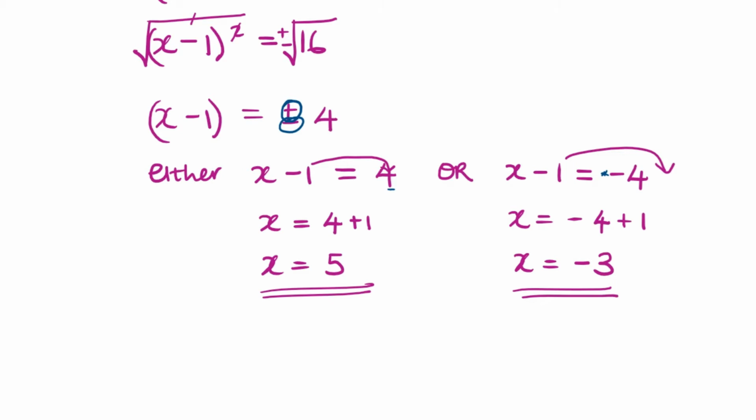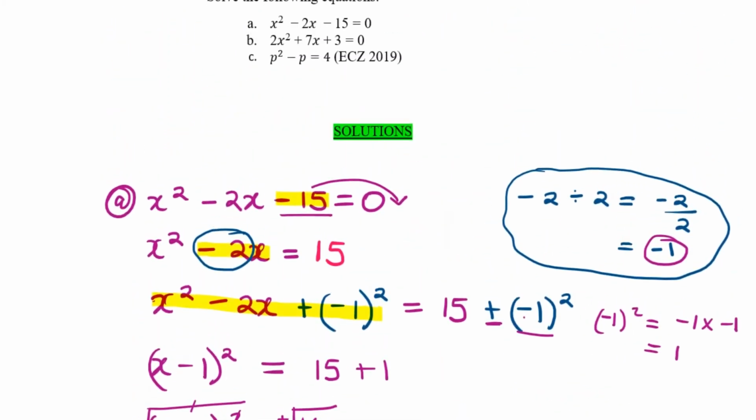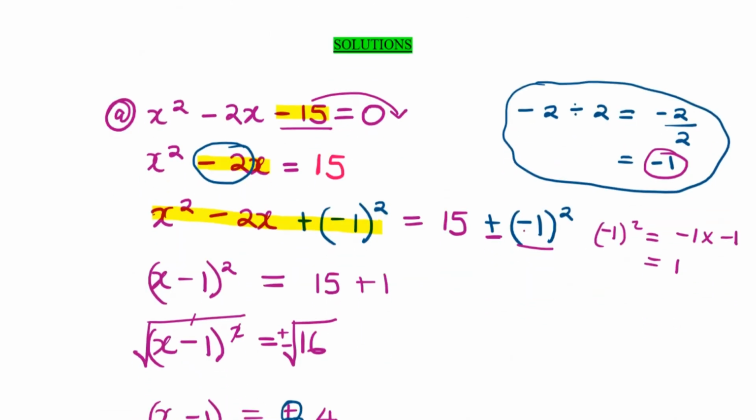We can proceed and go to question 2. For question 2, we are saying 2x squared plus 7x plus 3 is equal to 0. That's question B. Okay, so this question is a bit different from the previous one, in the sense that the coefficient of x squared is a 2 here.